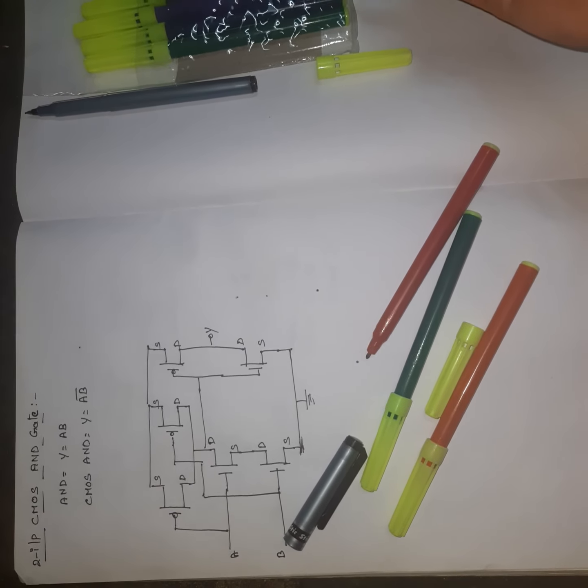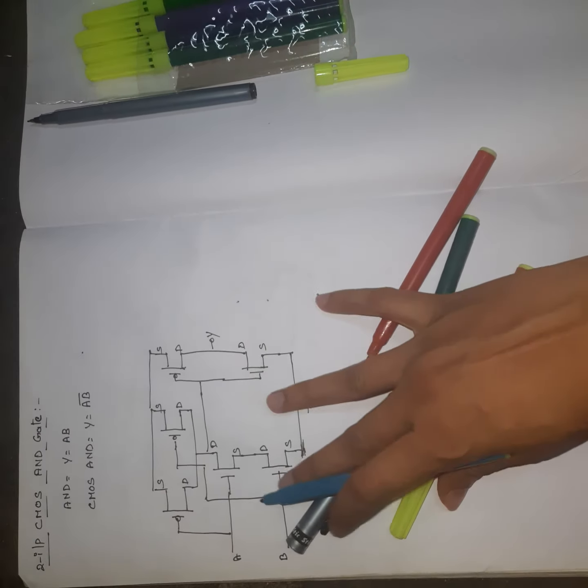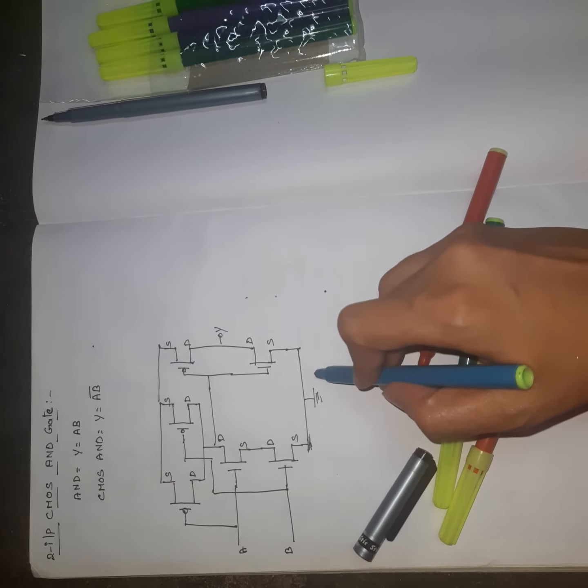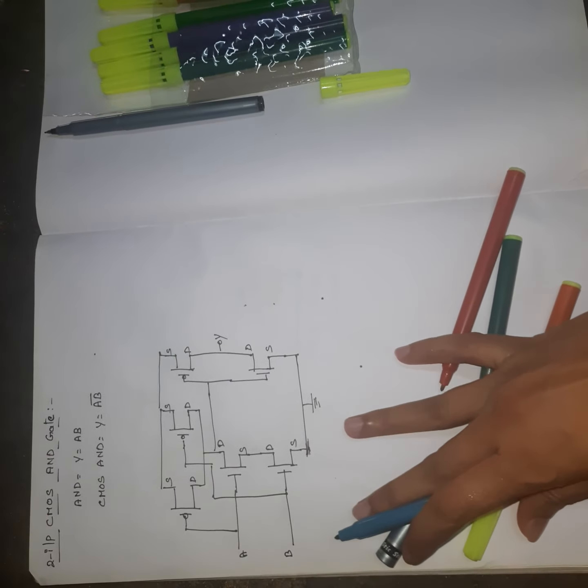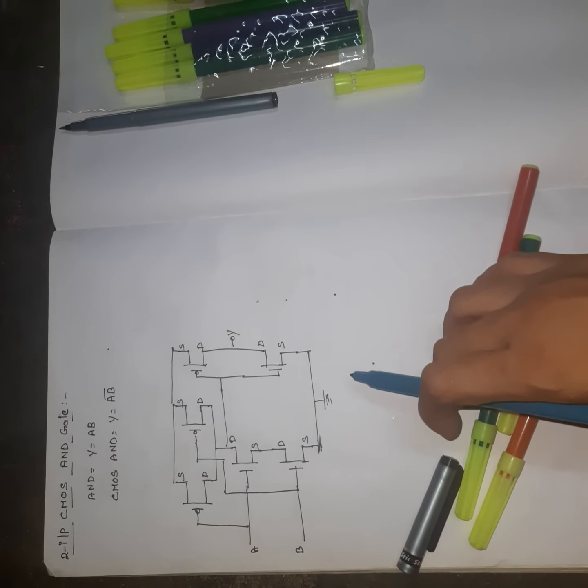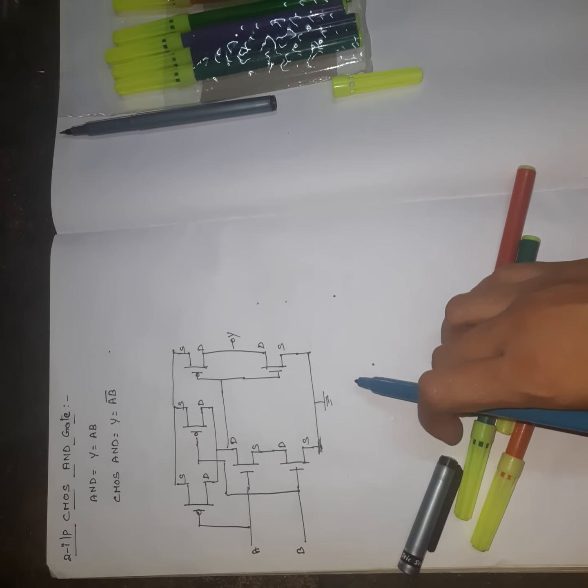2 input CMOS AND gate. So this is the circuit diagram of 2 input CMOS AND gate here. So let us see how to draw the stick diagram for 2 input CMOS AND gate.